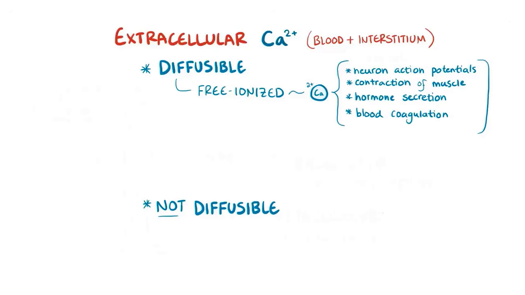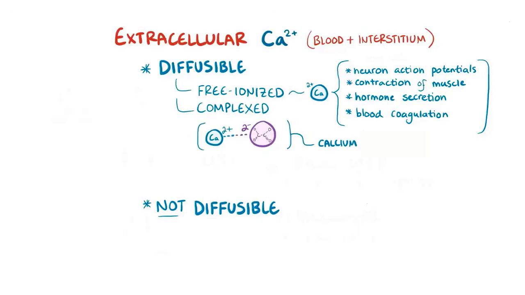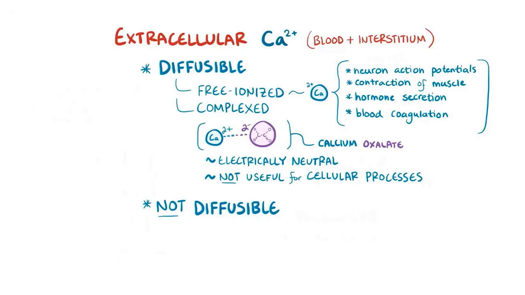hormones. The second category is complex calcium, which is where the positively charged calcium is ionically linked to tiny negatively charged molecules like oxalate, which are small anions that are normally found in our blood in small amounts. The complex calcium forms a molecule that's electrically neutral, but unlike free ionized calcium, it's not useful for cellular processes. Both of these are called diffusible because they're small enough to diffuse across cell membranes.